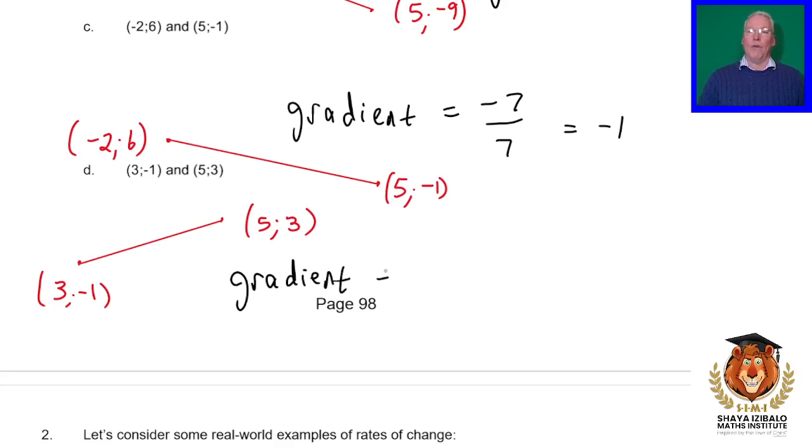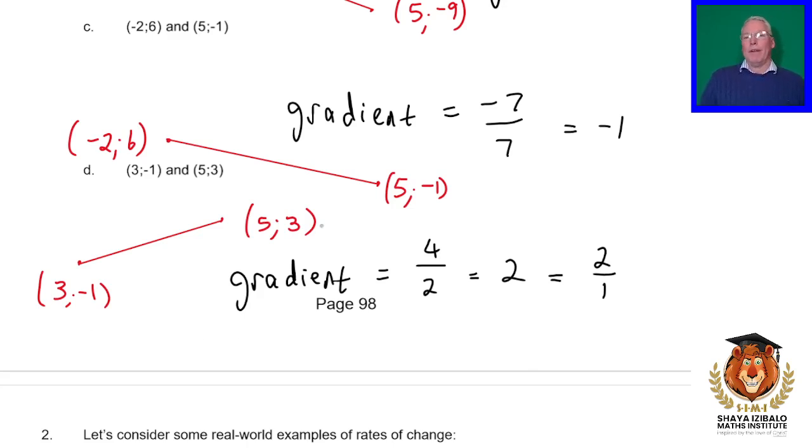We're rising 4 in the time that we're running across 2. Now we can write that as 2, right? It's often more useful to think of a gradient as a fraction, okay? Because we can see that it's rising 2 in the time that it runs across 1.